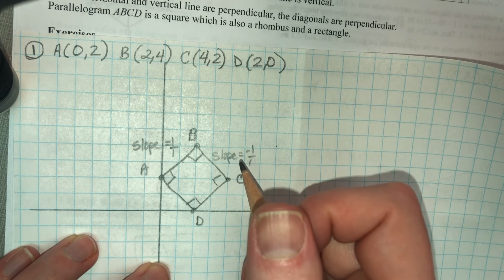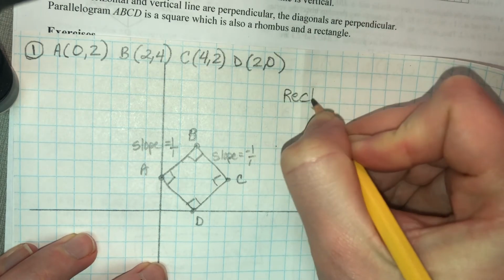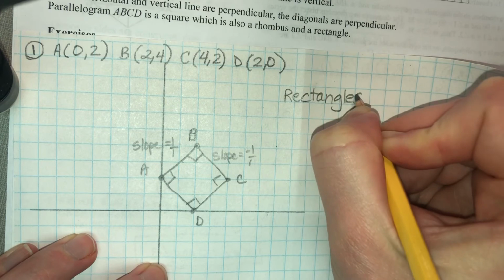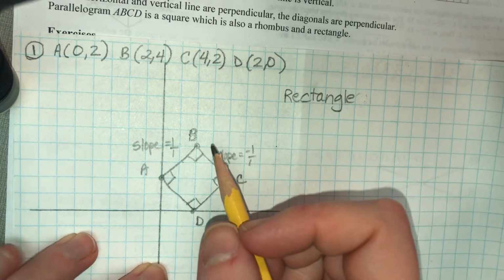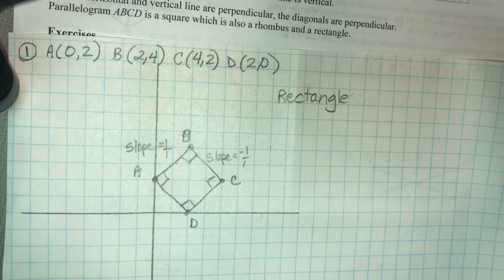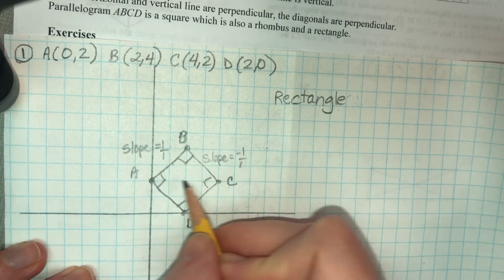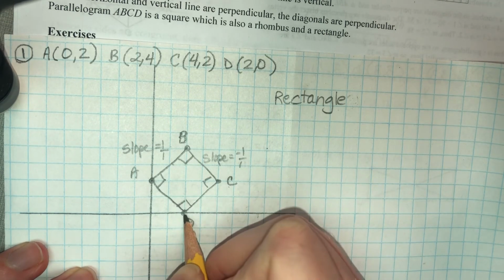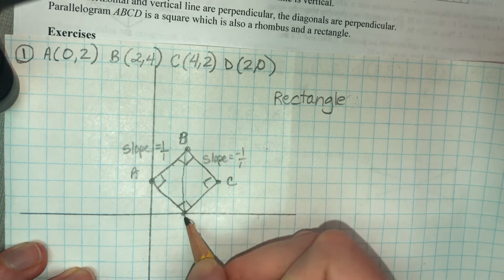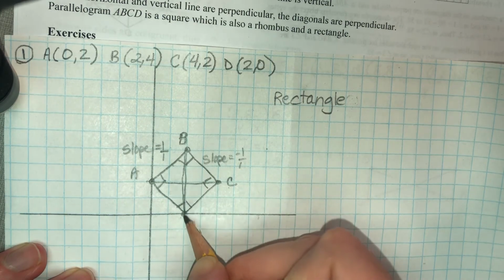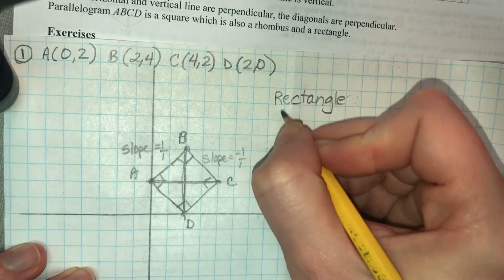Now, what about a rhombus? Oh, I'll write this down. It's a rectangle because all the angles are 90s. What about a rhombus? Is it a rhombus? Are all the sides congruent? Well, are the diagonals perpendicular? I believe so. This is 4, and this is 4 also. The diagonals are congruent. They also intersect at a 90-degree angle right here in the middle because this one is vertical and this one is horizontal. So we are dealing with a rhombus.